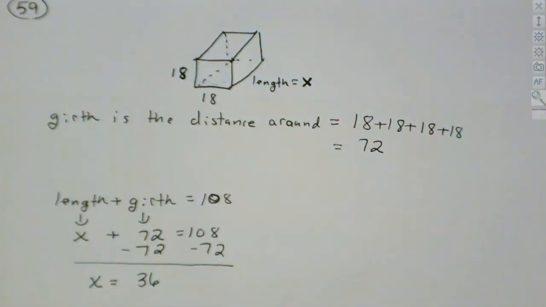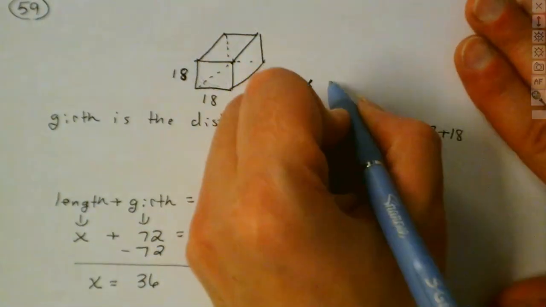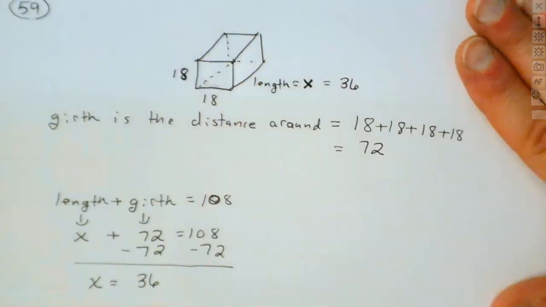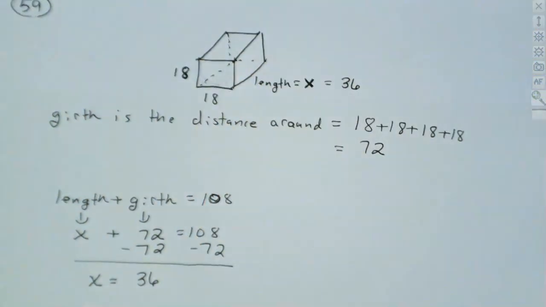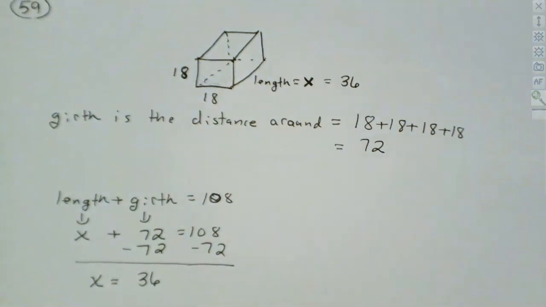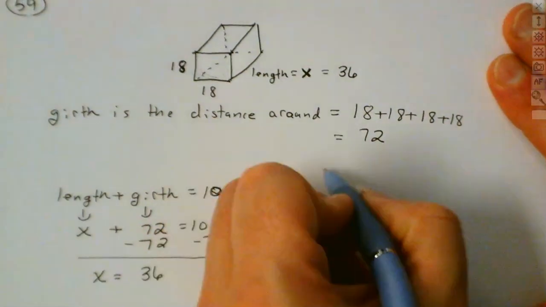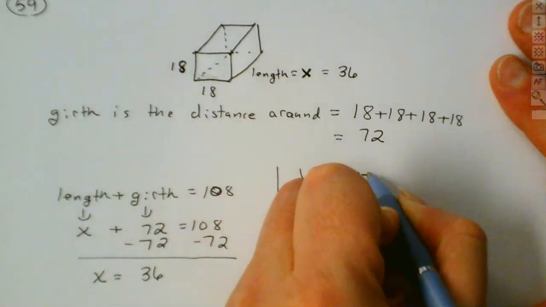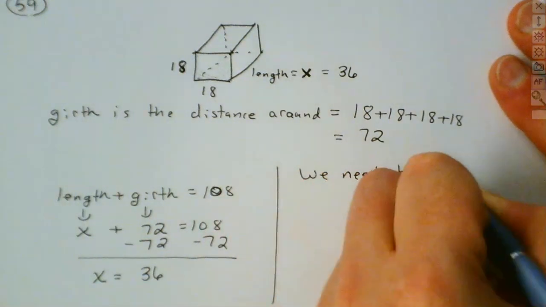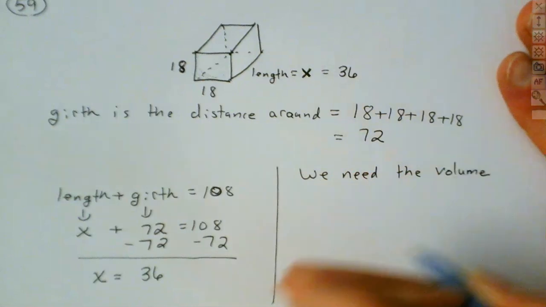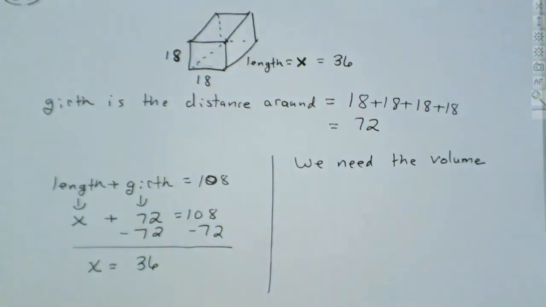Now, that is not what it wants. We're getting close, though, right? So we now have our figure completely diagrammed out. And that's our 36 for the length. Now, what do we want? Okay, it says we want the volume of this. So always make sure you find out what they want. Now we have it all completely diagrammed out. Everything has been dimensioned.